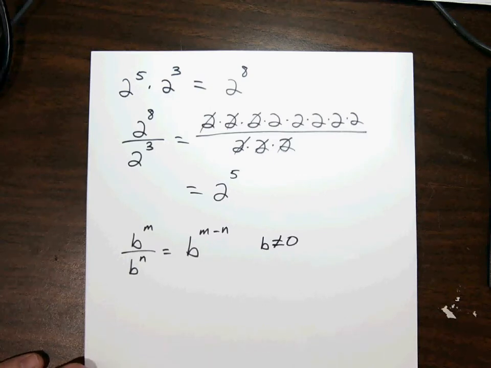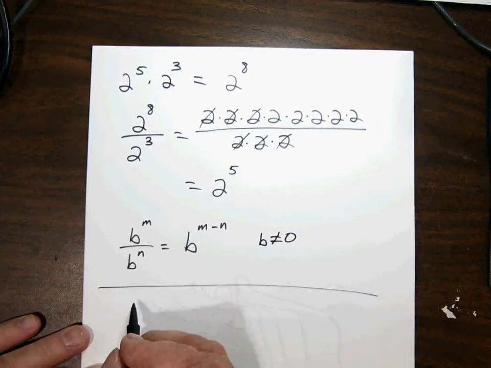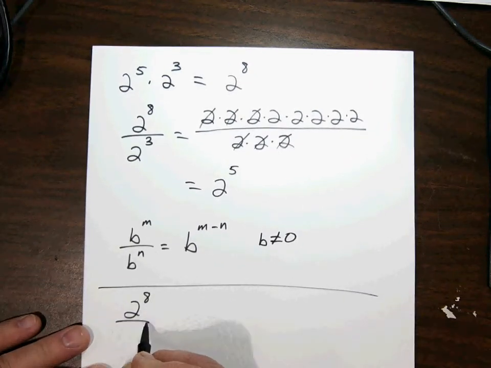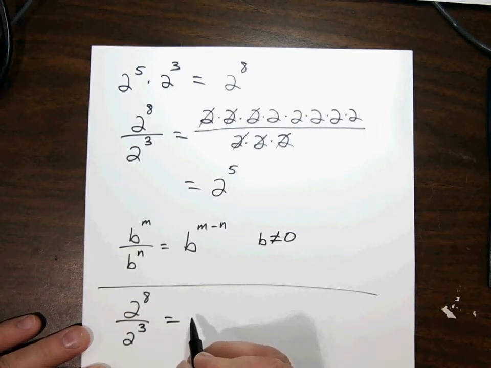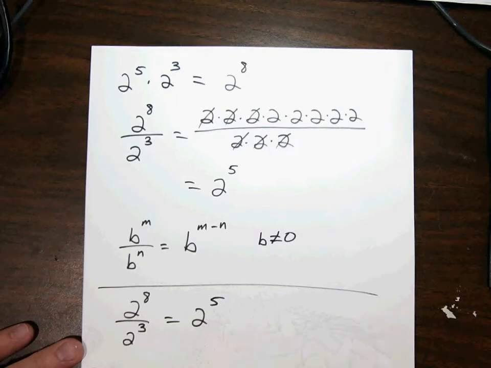I have this extra requirement now that I'm thinking of it as a fraction, that b is not allowed to be 0, but I don't think anybody's tricking you with that one, because I can't divide by 0. Anyway, there we go. All right, let's do some examples. If we stick with 2 for a moment, 2 to the 8th divided by 2 to the 3rd. That's the one I just did. 2 to the 5th.